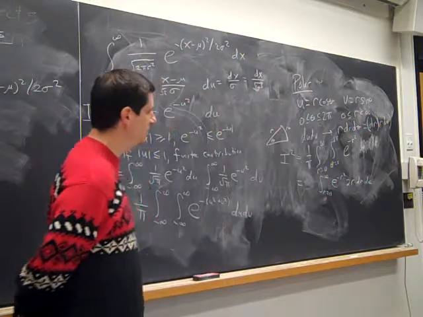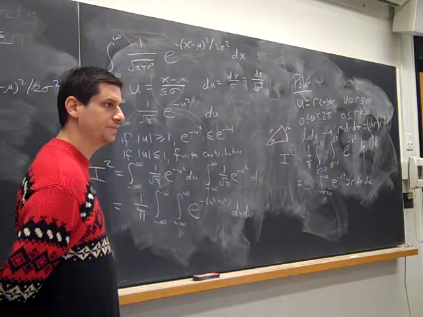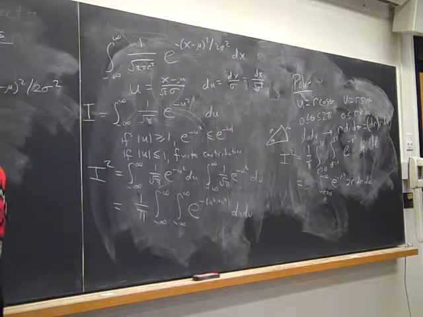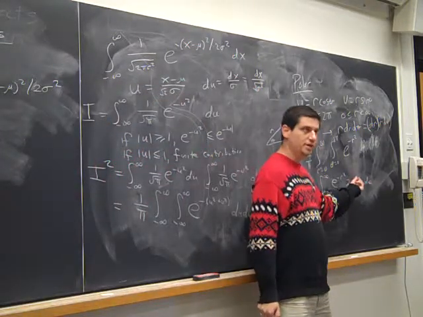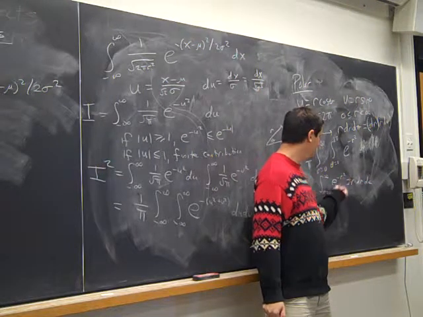Why do I want to put the 2 down there? It suggests a u substitution. I have e to the minus r squared. The derivative of minus r squared is minus 2r dr.